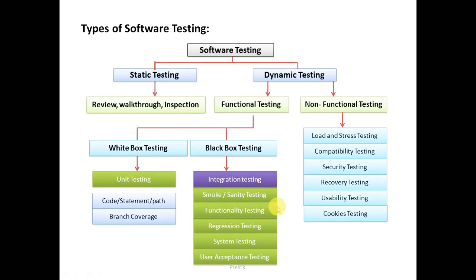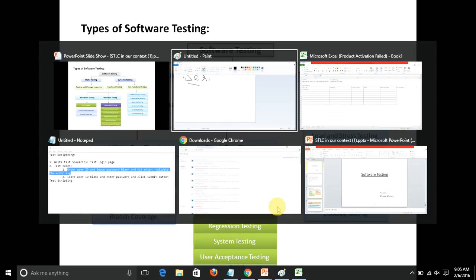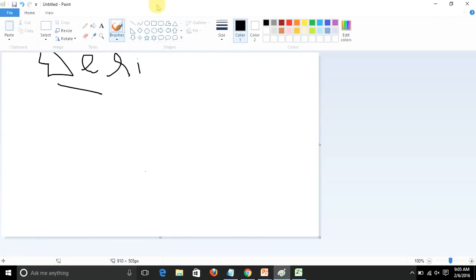And in the same way, if a user is not able to make any payment, if there are some payment related issues, in that case further levels of testing cannot be executed. So this will come under smoke and sanity testing. There is a difference between smoke and sanity that I'll try to explain here using Paint.